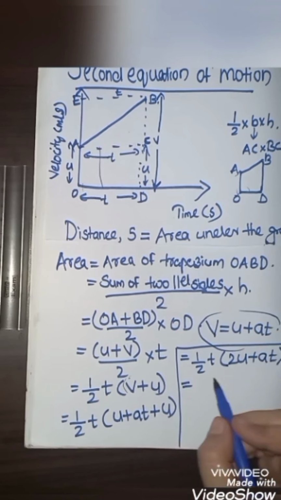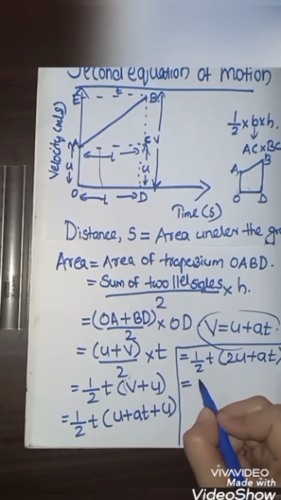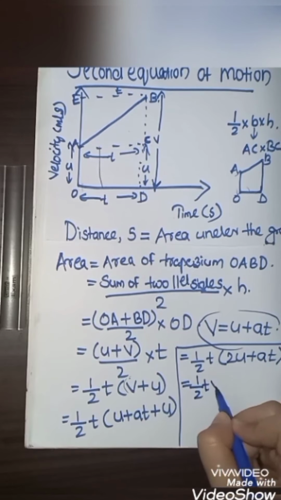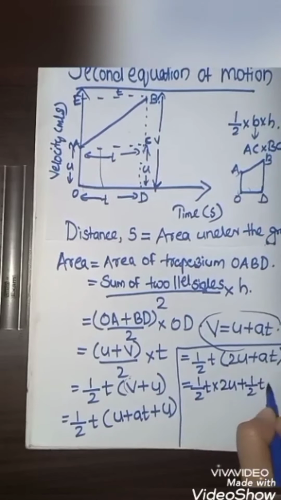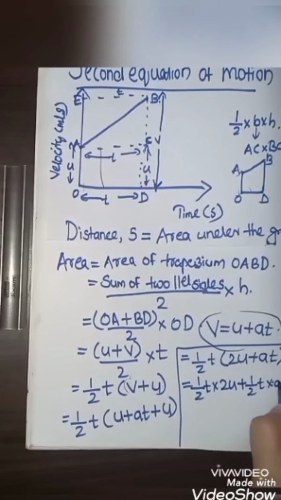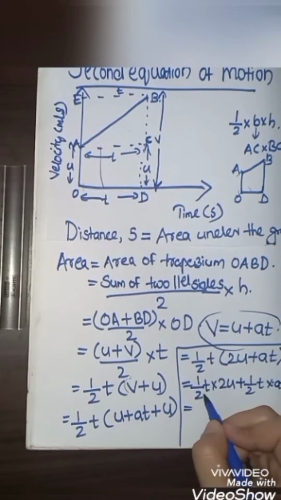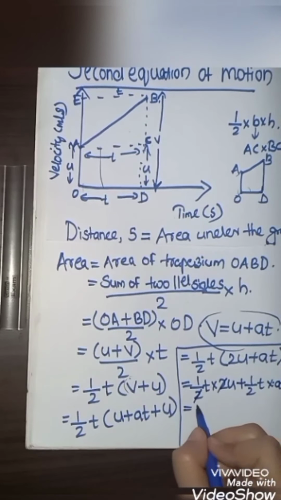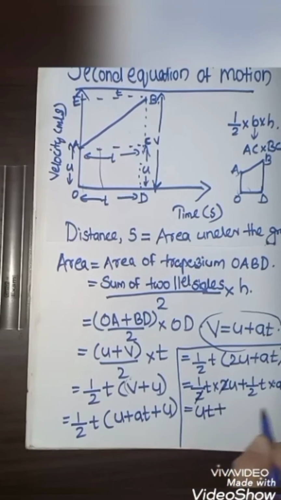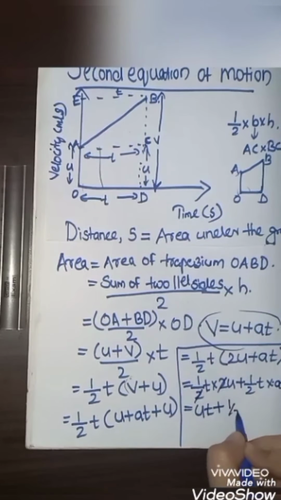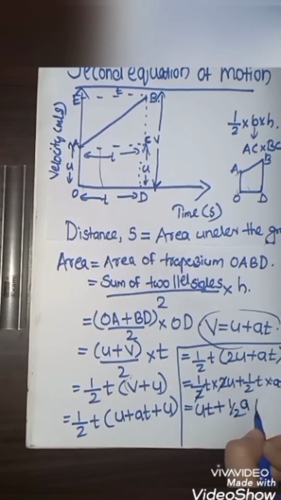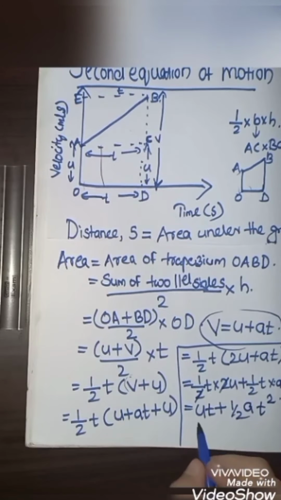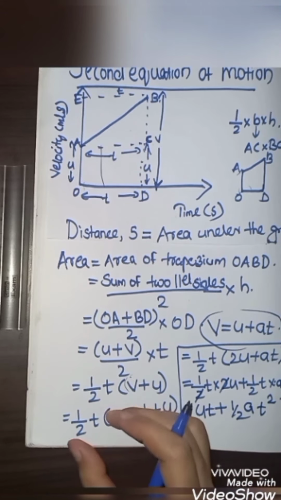We can open this bracket, that is half T into 2U plus half T into AT. Here the 2 gets cancelled, then UT plus half into A into T, that is T squared, T raised to 2. That is, area is equal to UT plus half into AT square.